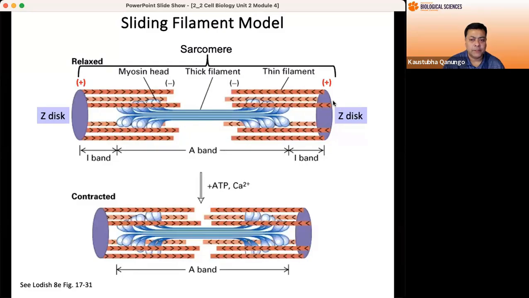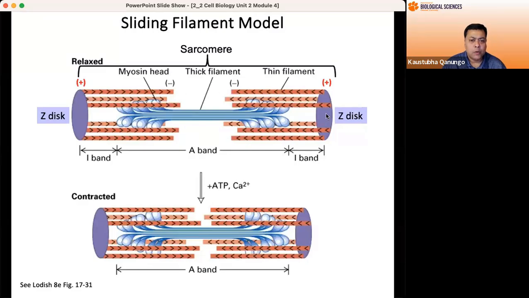This is a relaxed condition of the sarcomere. You have a Z disc, you have a Z disc, and here the myosin heads are interacting with the actin. See, right here is the I band. The A band is the length of the entire myosin. And here is the I band, only actin. Now you have ATP, calcium, everything comes in.